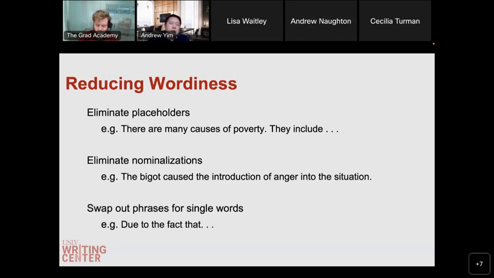So you see this first sentence says, there are many causes of poverty. They include... So maybe let's take 30 seconds to a minute and think about, in the chat box, and feel free to write your answer down. How could you possibly revise these two sentences into one? I will show you the answer in a little bit, but I'll give you about 30 seconds. When you look at these two sentences, how can we eliminate the placeholder and bring it back into one sentence?